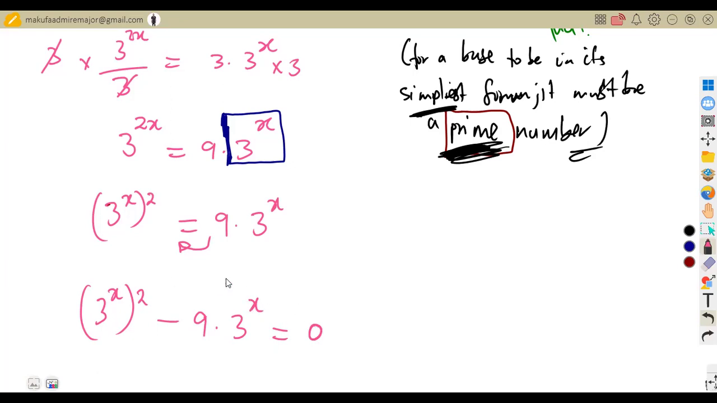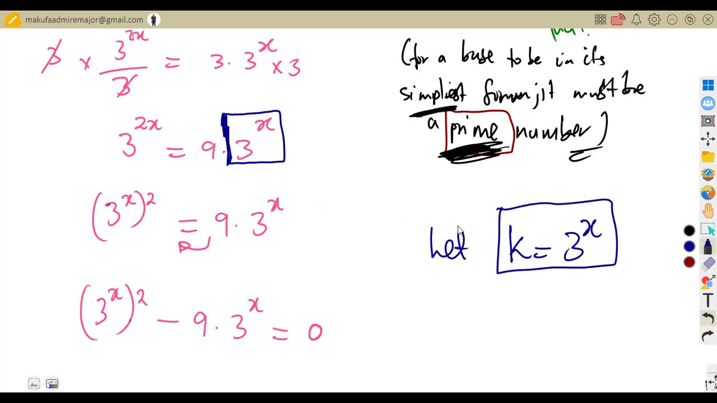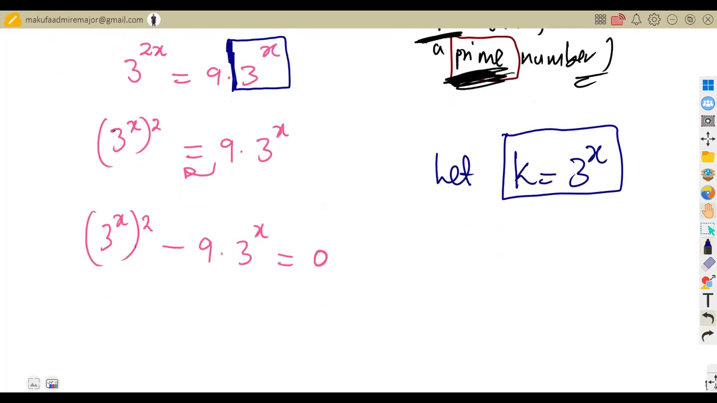So how can we solve for x? There are two ways. It's either we are going to introduce another letter in place of this 3 to the exponent of x that we are seeing here. We can say, let k be equal to 3 to the exponent of x so that we can properly see our equation. We can properly see our quadratic equation, the one that we are used to. All right, this is what I'm trying to say.